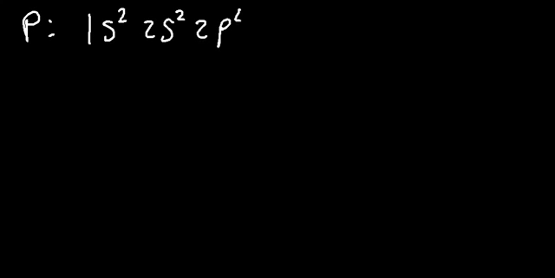Now let's refresh the page, but let's keep the information that we have. So we said the electron configuration for phosphorus is 1s2, 2s2, 2p6, 3s2, and 3p3. But now let's write the orbital notation for phosphorus, or the orbital diagram.